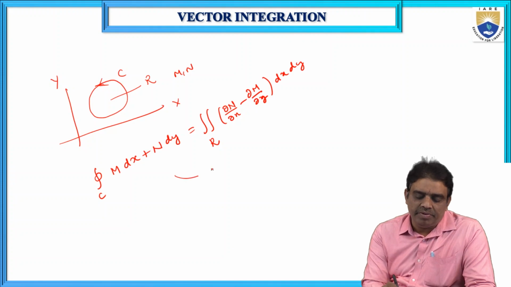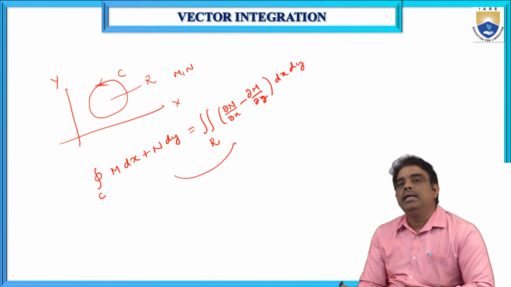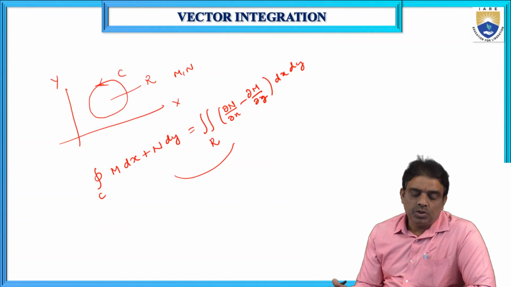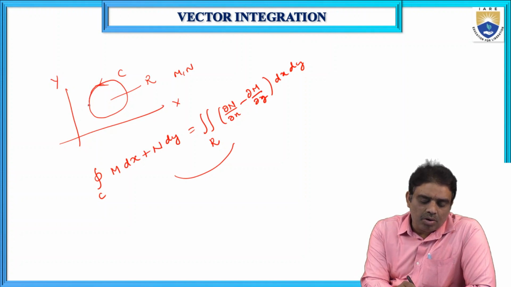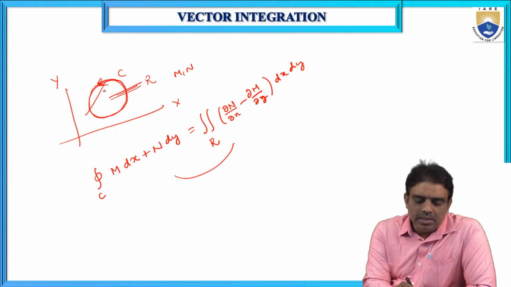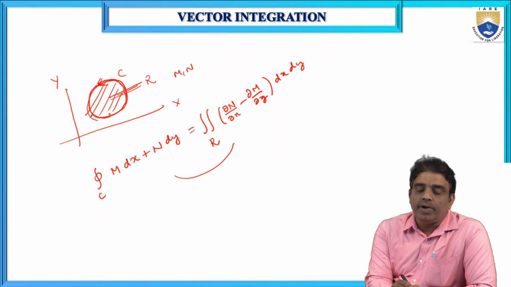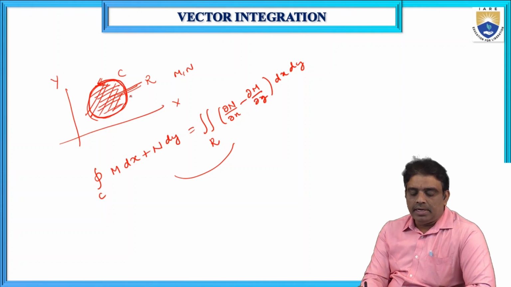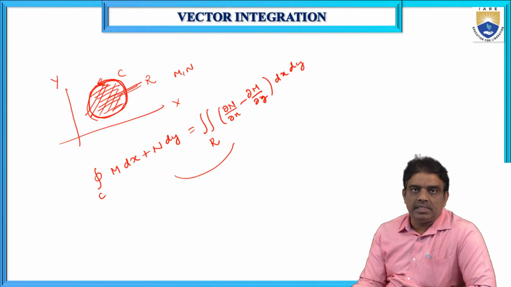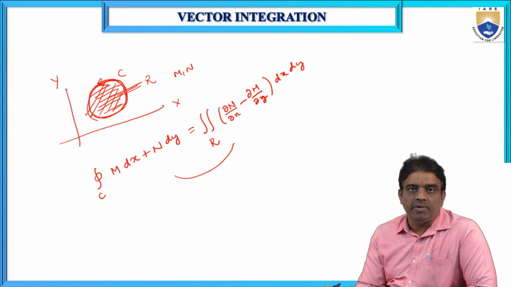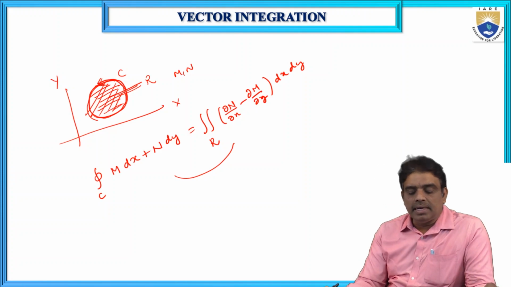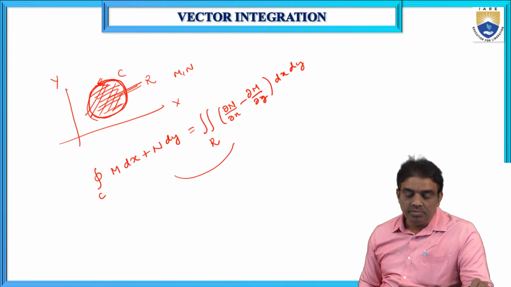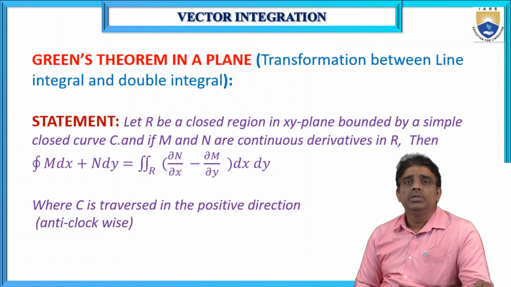So it is a relation between line integral and double integral. C is the closed curve bounding the region R. To find the line integral, we need to consider this curve, and to find the double integral, we need to consider this region. Double integral means you have to consider the strip inside the region, take the limits for y and x, and then perform the integration. So I will go to the statement also.